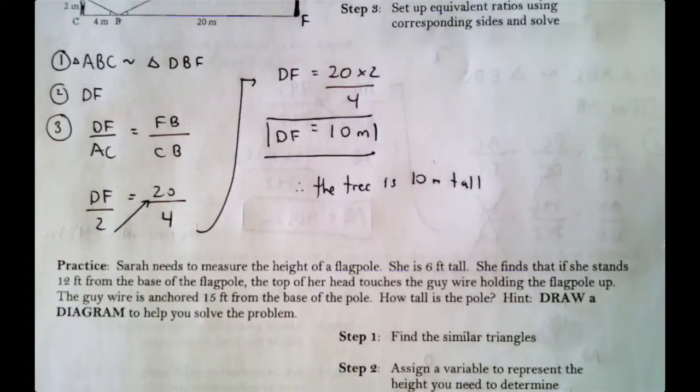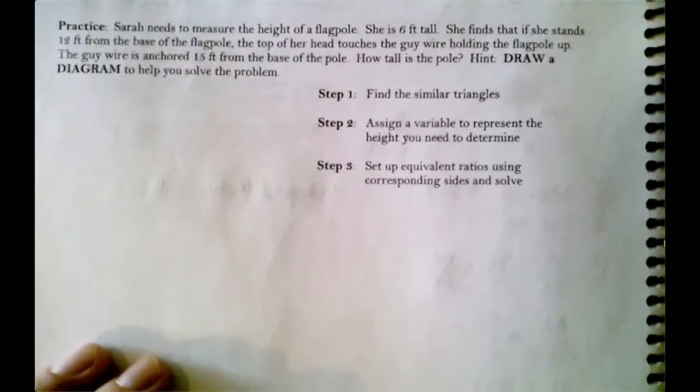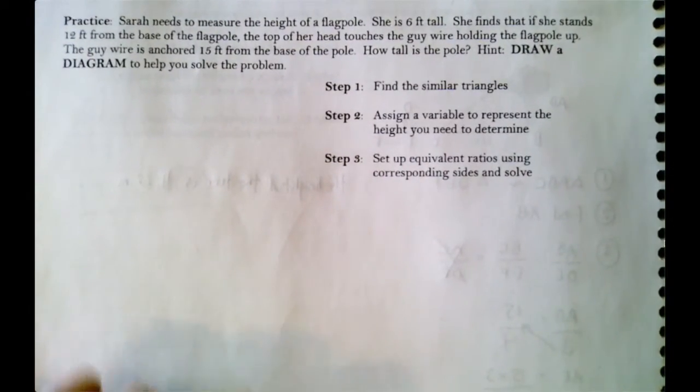All right. The last one says practice, but we'll give it a shot together. Or if you'd like to stop now, you can try this one on your own. This one's tricky because we don't have a diagram. Sarah needs to measure the height of a flagpole. She is 6 feet tall. If she finds that she stands 12 feet from the base of a flagpole, the top of her head touches the wire holding the flagpole up. The wire is anchored 15 feet from the base of the pole. How tall is the pole?